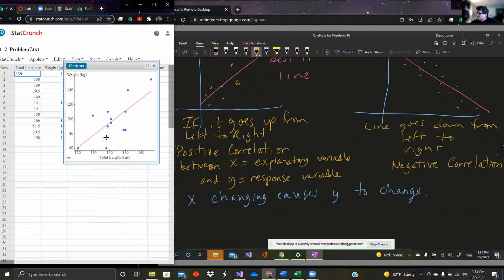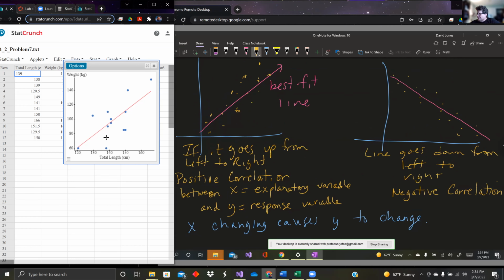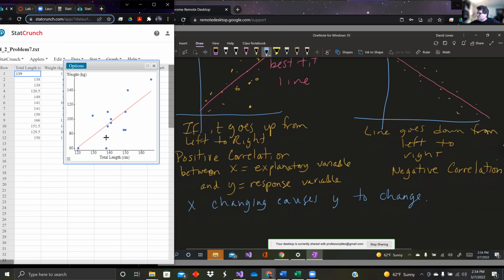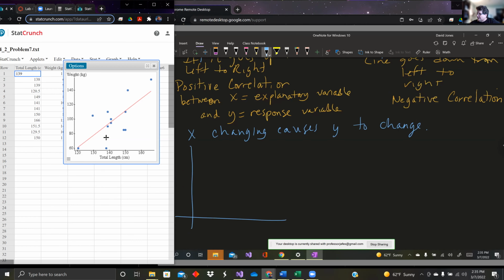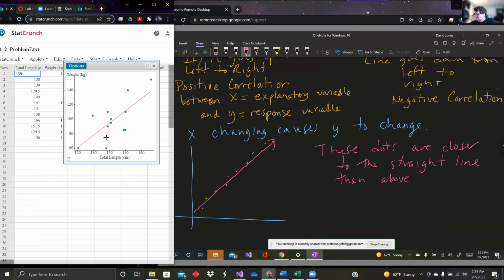Now, we see this graph right here, and the dots are kind of all over the place. Our graph has a dot way down here that's super low, and a couple of dots here. Some of them are way off, and I know that. There are circumstances where we could have our yellow dots be much closer to a straight line. Not perfect, but much closer. So these dots are closer to the straight line than above. This means X and Y have a stronger correlation.